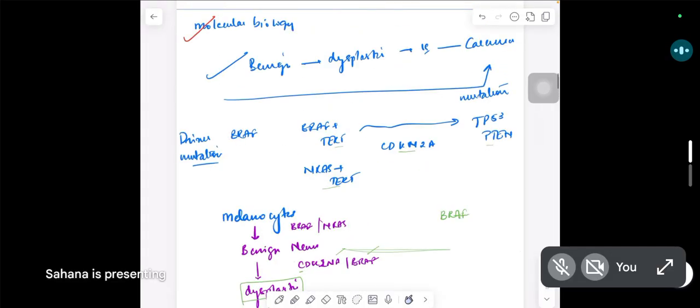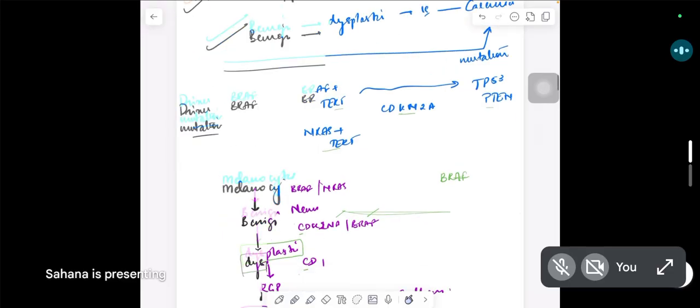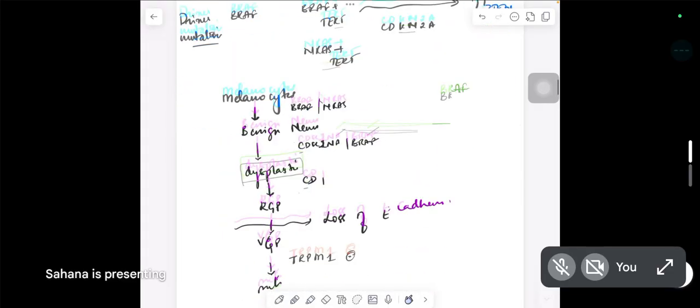So in a horizontal diagram, you can write benign, dysplastic, in situ, and carcinoma. Here, the number of mutations keeps on increasing, so at the end, when it becomes carcinoma, there is increased mutation burden. The driver mutation starts with BRAF, then there will be alteration in TERT. So the combination driver mutations are BRAF and TERT, NRAS and TERT, promoted by CDKN2A, leading to carcinoma changes, leading to metastasis. So finally, TP53 and PTEN are driver mutations. So this, broadly you remember.